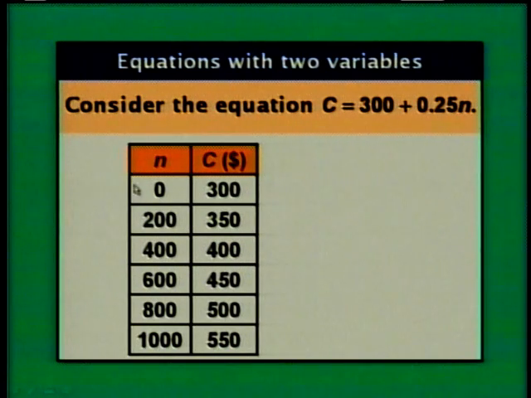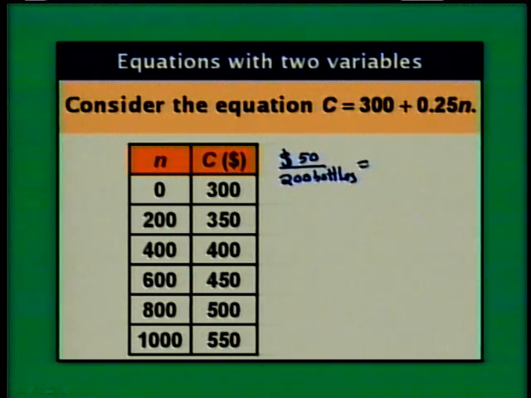I see that I've selected the values of n so that the number of water bottles is increasing by 200 in each row in the table. Let's look at what's happening to the corresponding costs. The costs start at 300, go up 50, go up 50, go up 50, go up 50, go up 50. So I'm certainly seeing a pattern in the table that I don't really see from the equation. So one of the things I notice is that the total cost goes up by $50 for every 200 more bottles produced. And I'm going to look at this as a rate.